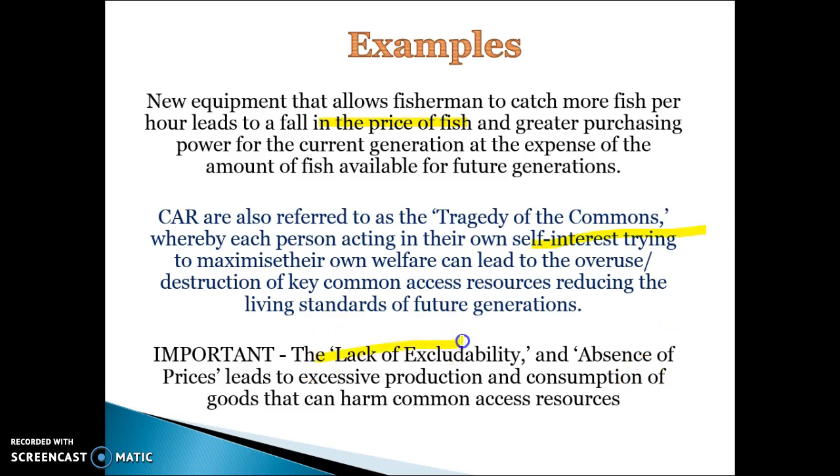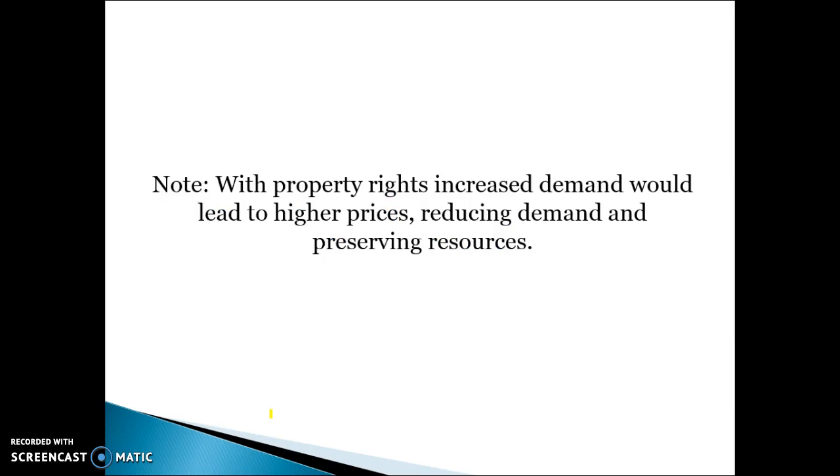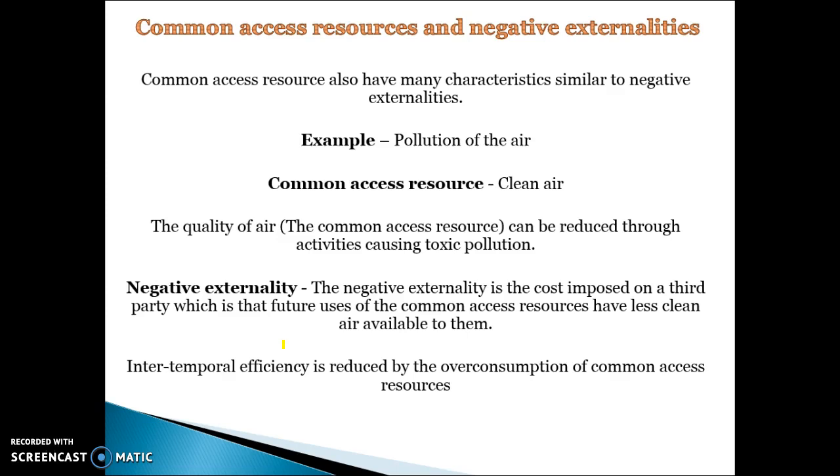The lack of excludability, the lack of property rights, and the absence of prices lead to excessive production and consumption that can hurt our common access resources. With property rights, increased demand would have led to higher prices, which would reduce demand and preserve the resources. But without these property rights, that does not occur. There's also a relationship between common access resources and negative externalities.